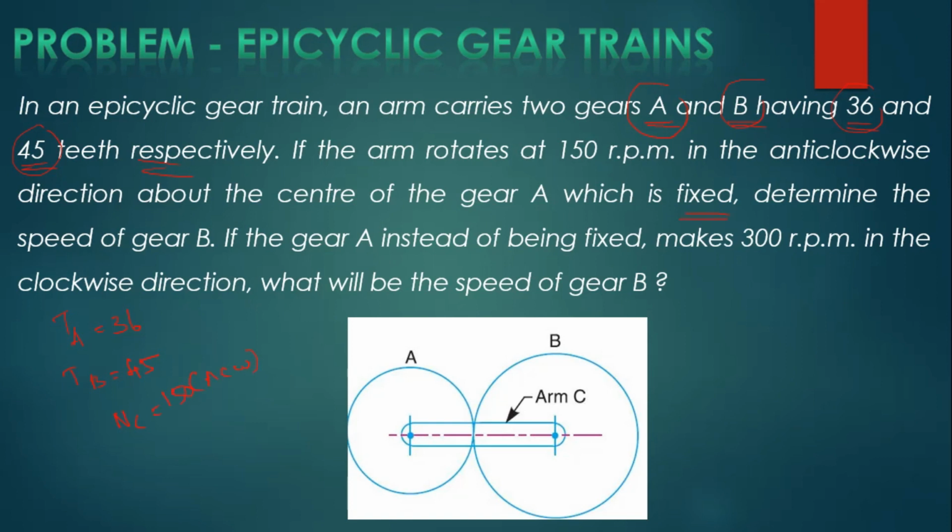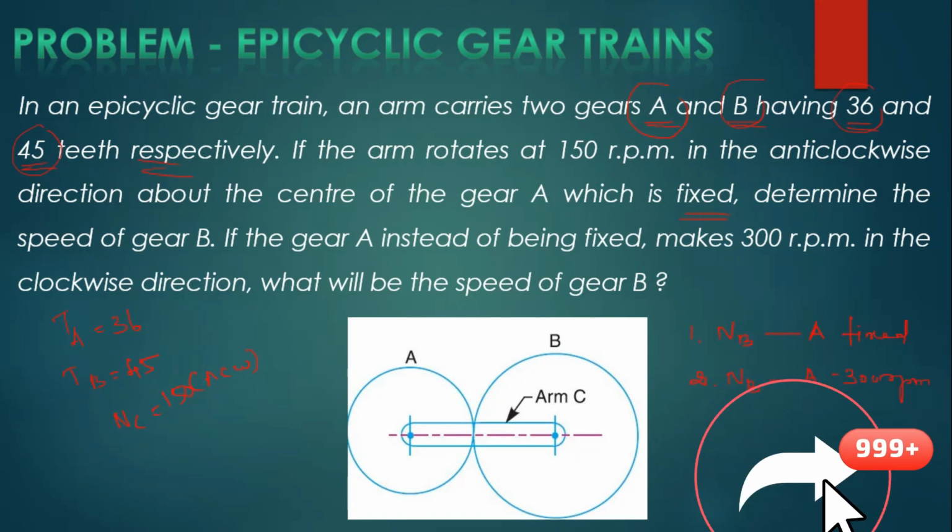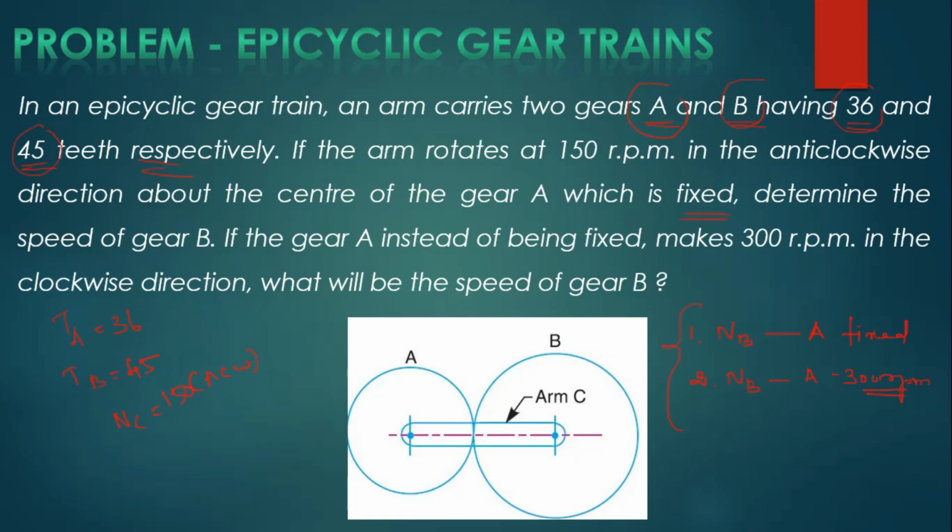Here two conditions are there, right. See, they asked two questions differently. First question is find the speed of gear B when A is fixed, right. Then the second one is find the speed of gear B when A makes 300 RPM clockwise, right. The problem is very simple, we already discussed it in the previous videos. Similarly, we have to draw the tabulation, right.